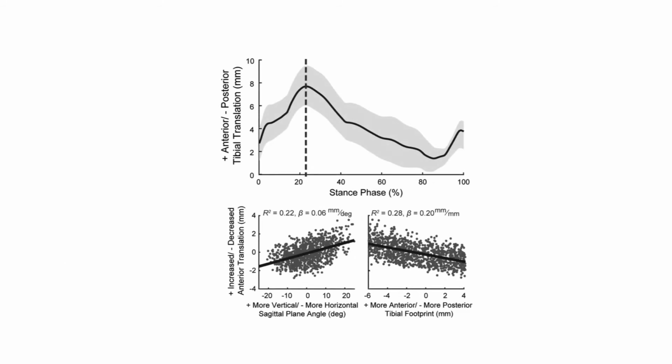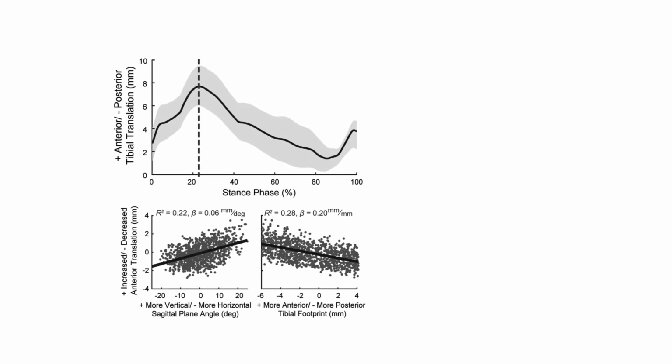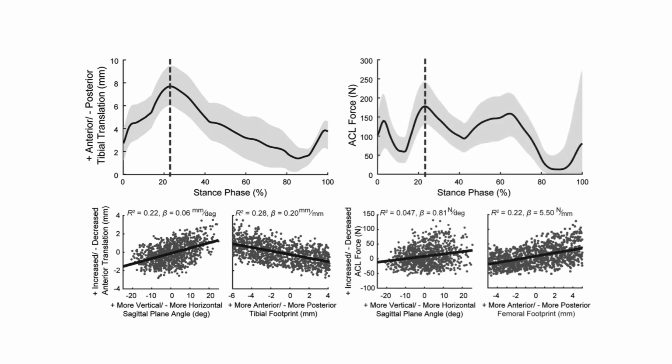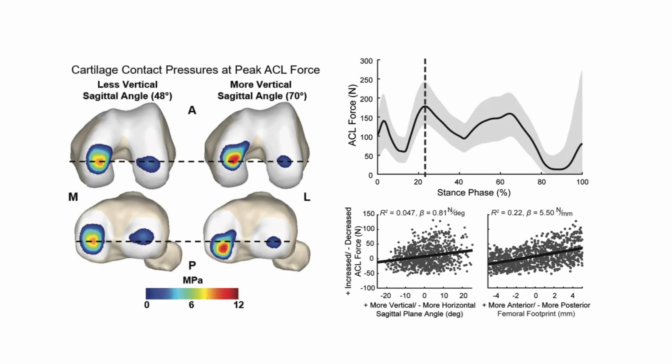In addition to allowing for greater anterior tibial translation, a more vertical ACL graft led to greater ACL loading and a posterior migration of contact on the tibial plateaus.